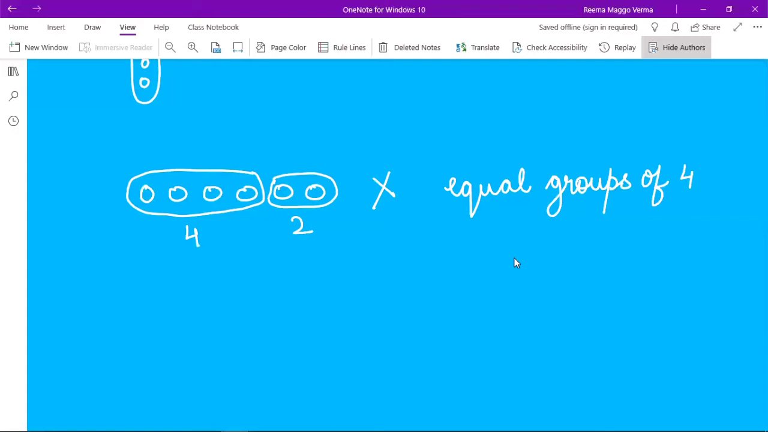So now let us see, is it possible to break 6 into equal groups of 5? This is one group of 5 and after taking out a group of 5 I am left with 1. So I get 2 unequal groups, 5 and 1. So equal groups of 5 are also not possible with 6 pebbles.